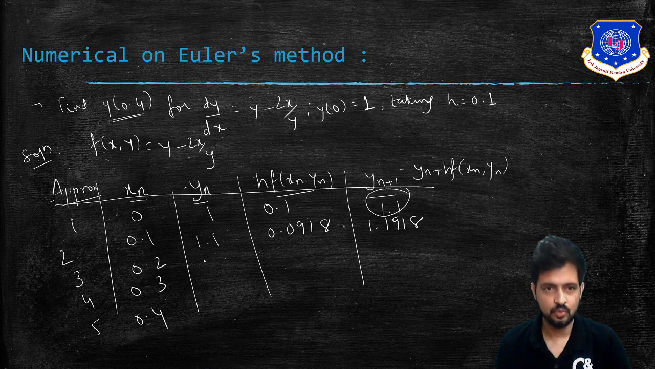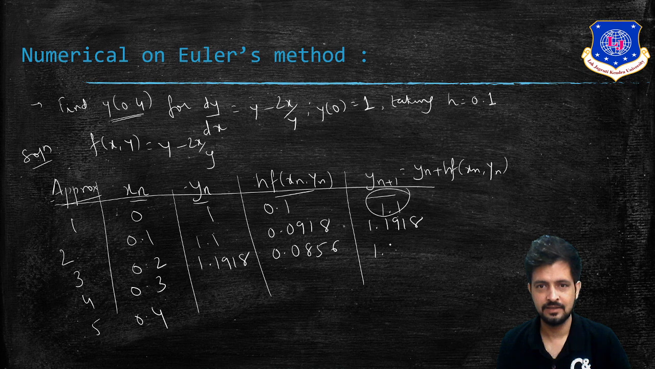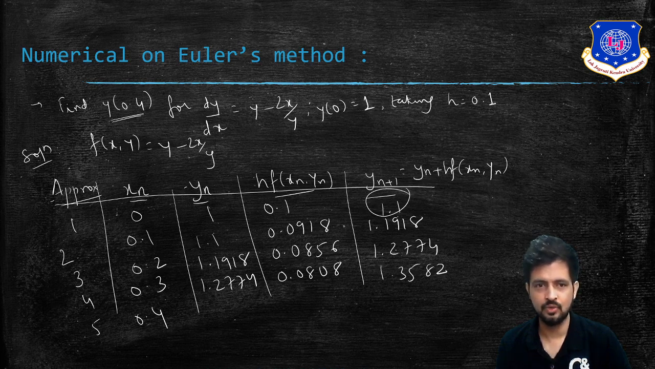For 0.2 the yn will be 1.1918. Then I have to find h into f of xn, yn. The answer will be 0.0856. By adding both of these you will get 1.2774. Okay, for 0.3, 1.2774 will be our yn. Then here you can find 0.0808. Then you have to add these two values. My answer will be 1.3582.